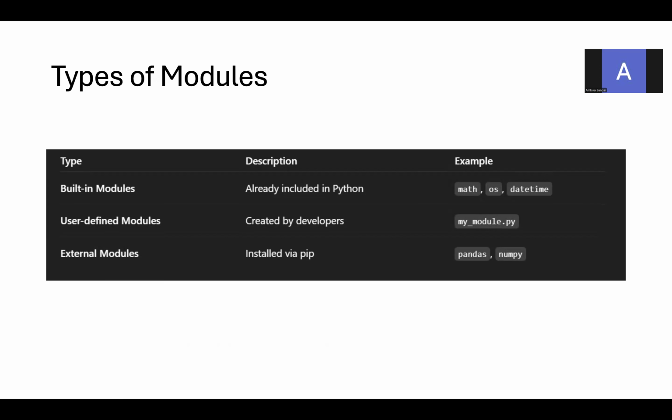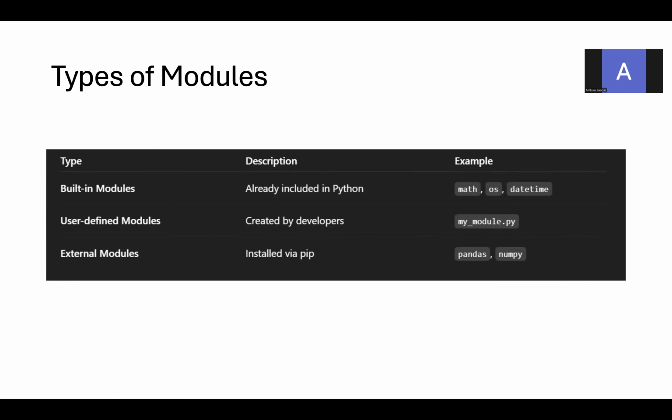What are the types of modules in Python? Built-in modules, user-defined modules, and external modules. Built-in modules are already included in the Python library, for example the math module, OS module, and datetime module. A user-defined module is created by developers and is not provided by the Python libraries, for example mymodule.py.